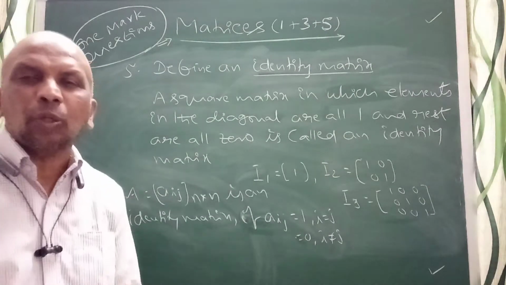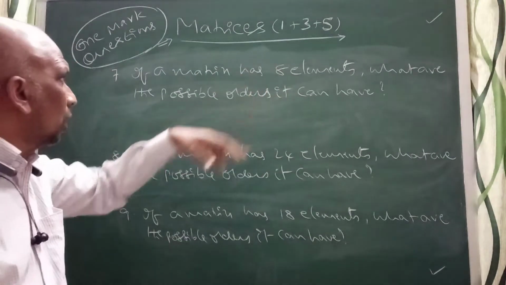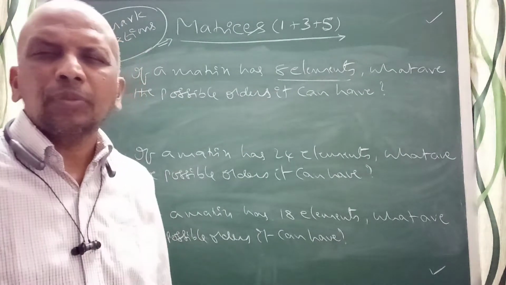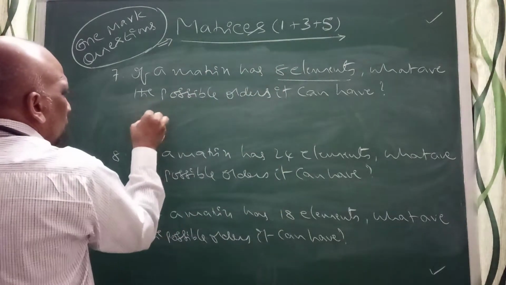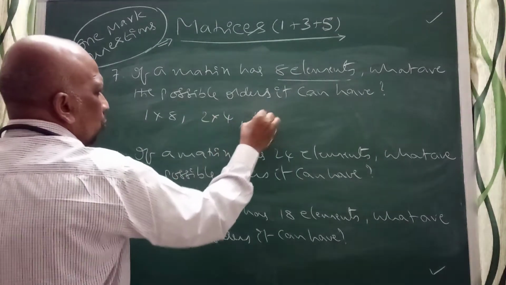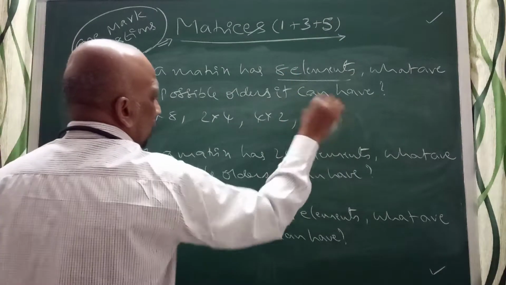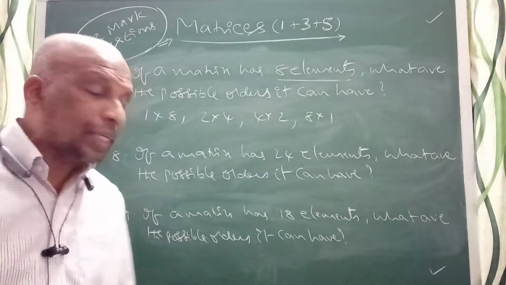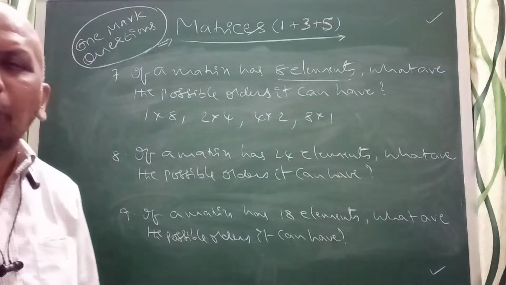Now I will discuss the orders of matrices. If they ask a problem like: a matrix has 8 elements, what are the possible orders it can have? You can start very simple. For 8, you can write 1 by 8, 2 by 4, 4 by 2, and 8 by 1, since the product should be 8. Correct.